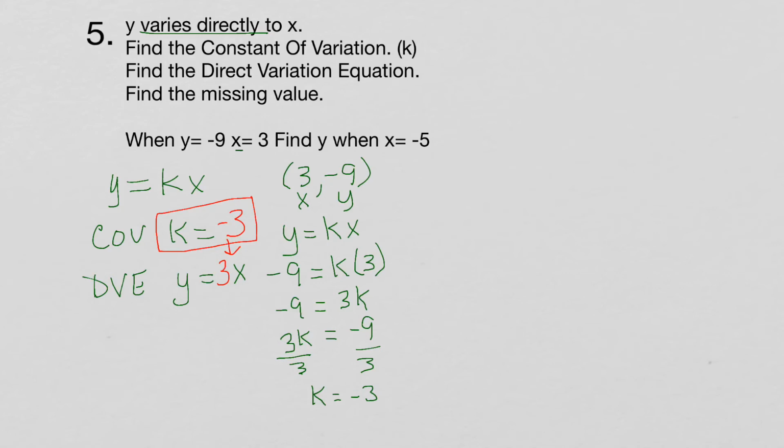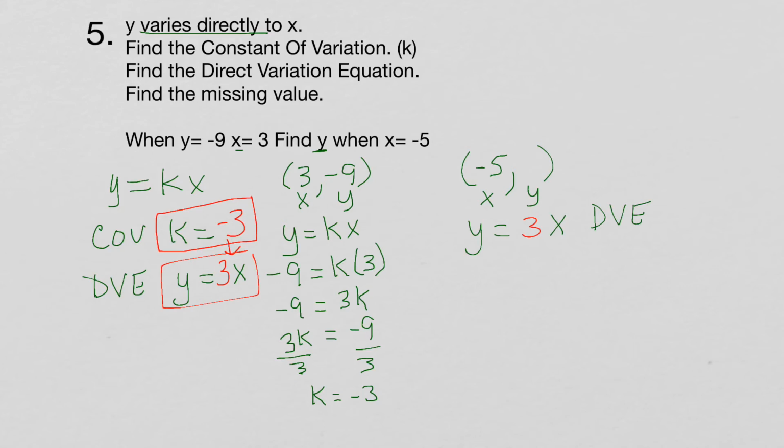So now I'm going to go ahead and take my next ordered pair. It says find y. I don't know what y is, but I know that x is negative 5. So this is x, this is y. I'm going to need my direct variation equation to find my y. So I'm going to do y is equal to negative 3x. I used my direct variation equation. I'm going to substitute in.